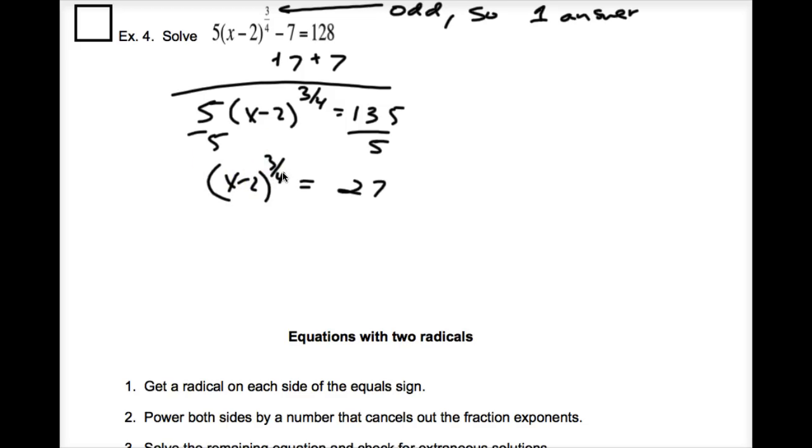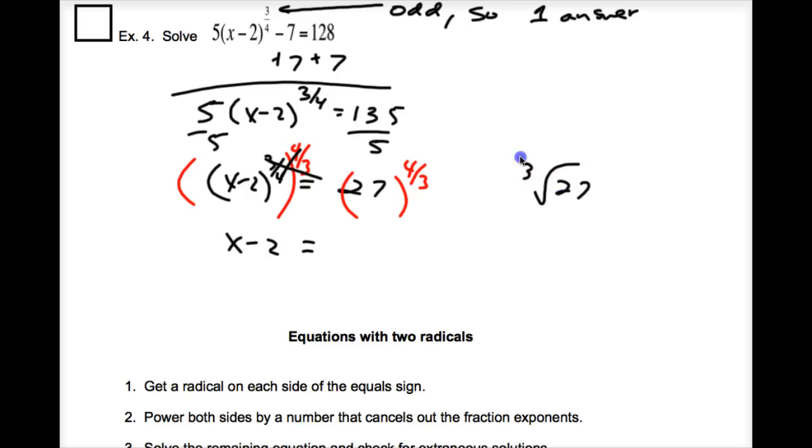Now you've got the root alone, and I'm saying the cleanest way to do this is to power both sides by the reciprocal, which is 4/3. That cancels the 3 and the 4 over here, just leaves me with x minus 2. On the right here, I'm essentially doing the 3rd root of 27 to the 4th. That's 3 to the 4th, which is 81. Add 2, you get 83. You can check it up top. This one will work.